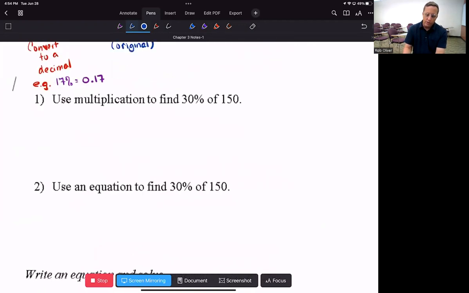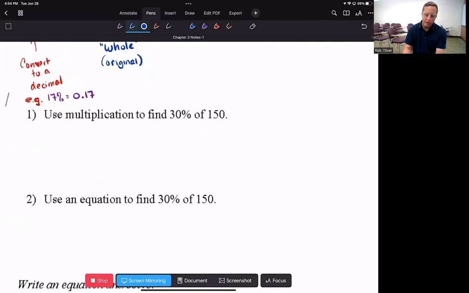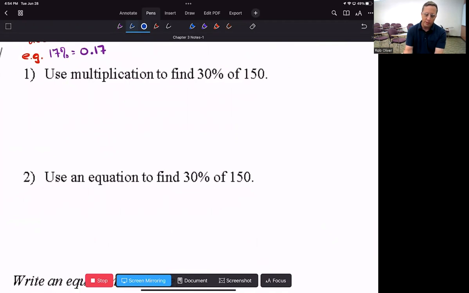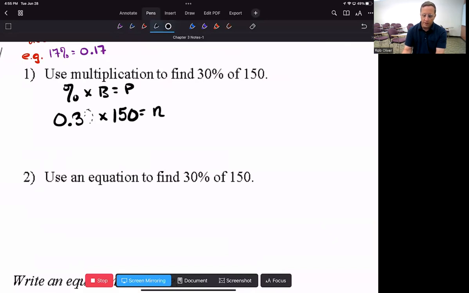All right, let's jump into our first one. It says use multiplication to find 30% of 150. So I'll write this down, it doesn't hurt: percent times base equals part. 30% is 0.3, and if you want to put a 0 there, you can. Multiply that by the base, which is 150, and make that equal to n.